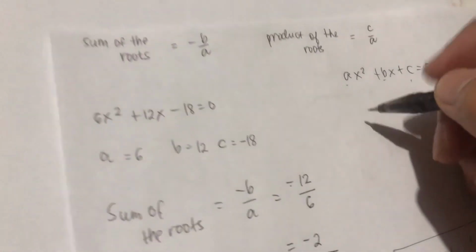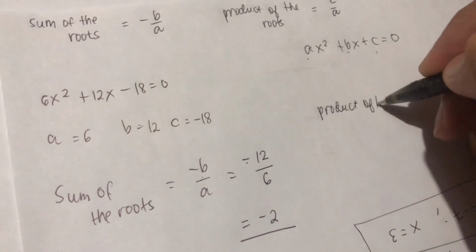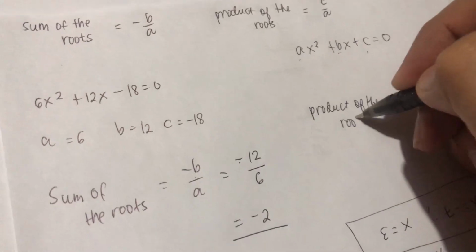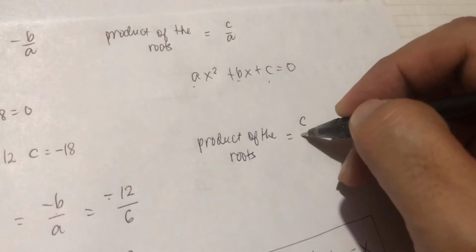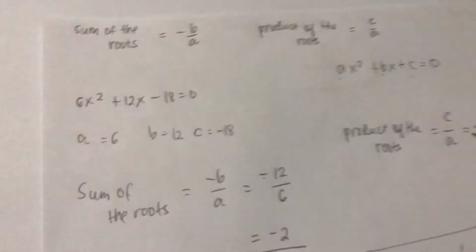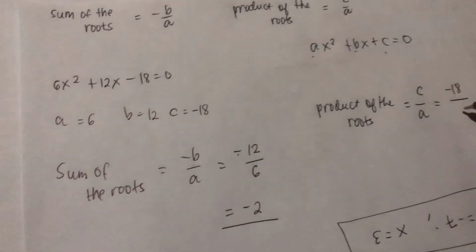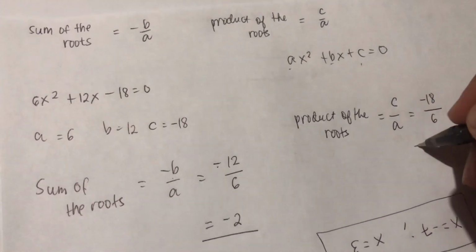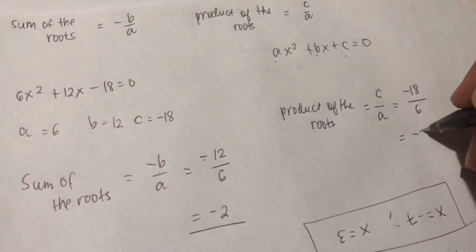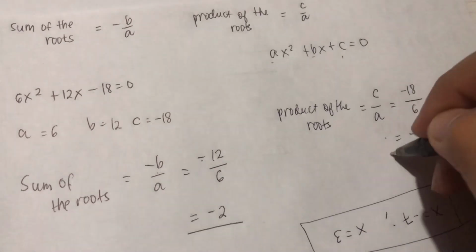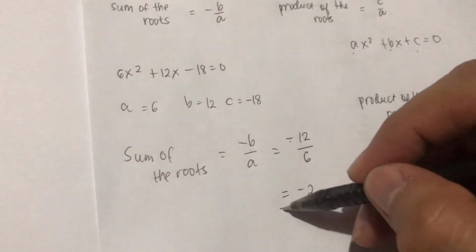Next, for the product of the roots, c over a. What is c? Negative 18. What is a? 6. Divide. Negative 18 divided by 6, that is equal to negative 3. So therefore, this is the product of the roots. Yan. Sum of the roots is negative 2.